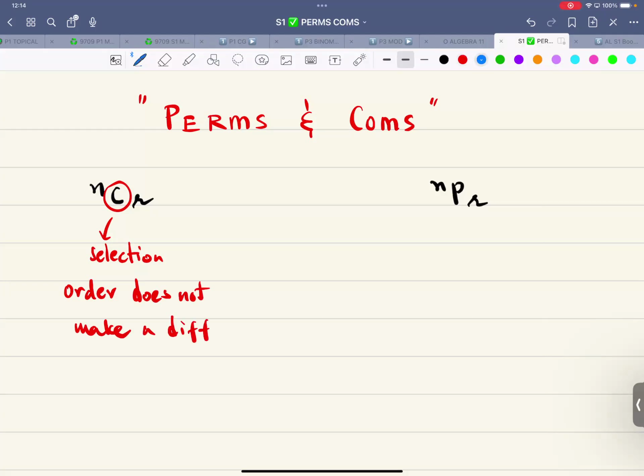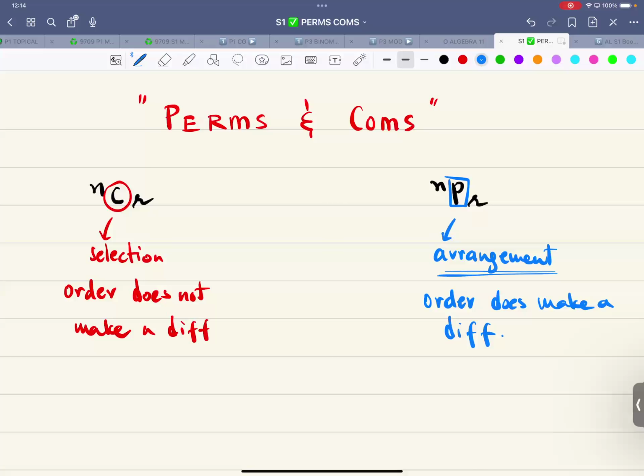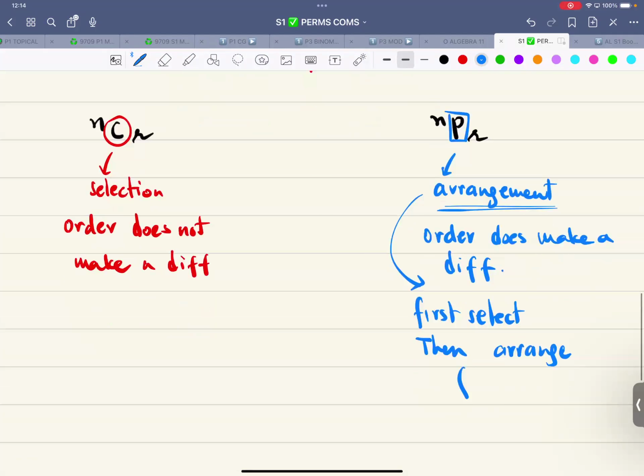When we talk about permutation, P for permutation, this means arrangement. Naturally, order does make a difference. And in order to arrange something, first select, then arrange. Now, this is known as permutation.